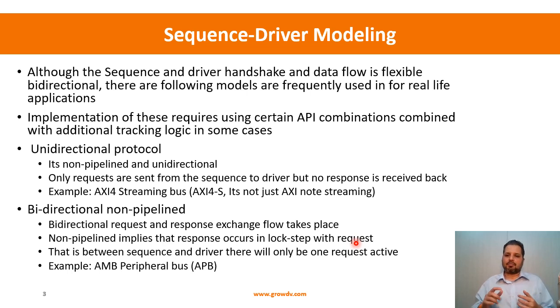Not only that, only after this full transaction flow is completed is the next transaction initiated. What this means is that between your sequence and driver, there will be only one request active. Only after that completes does the next request get generated. A simple example is the AMBA peripheral bus, APB. The APB protocol is a bidirectional non-pipelined model.